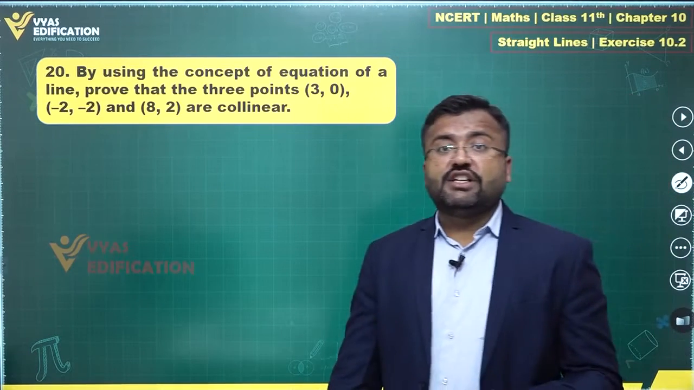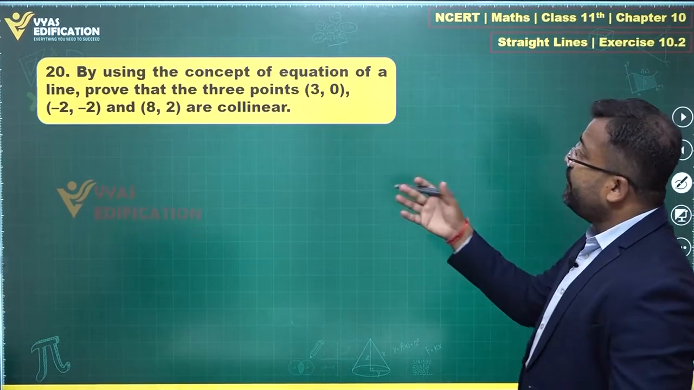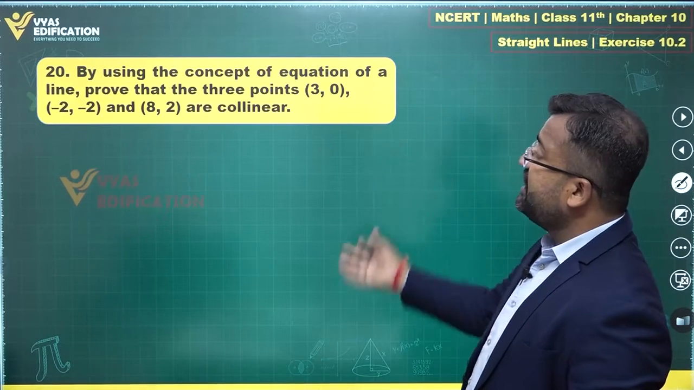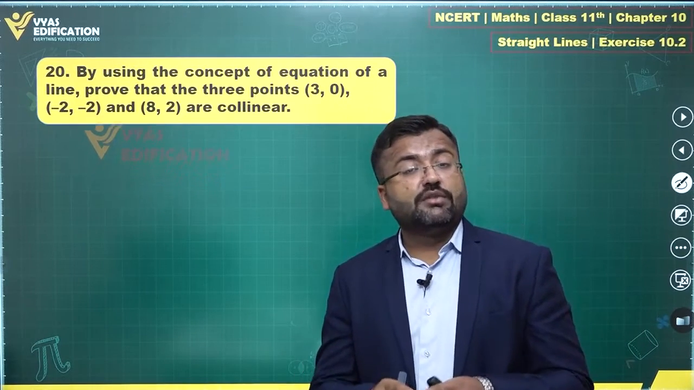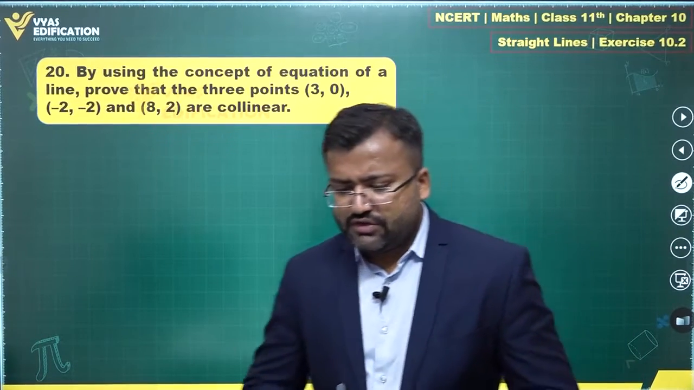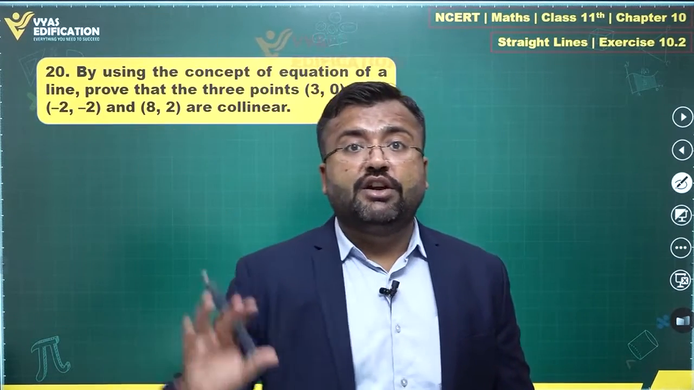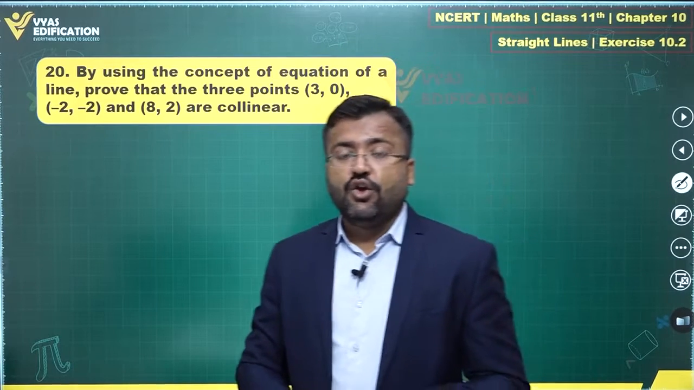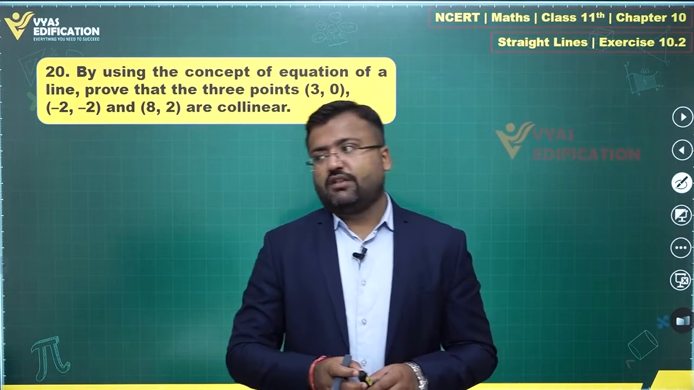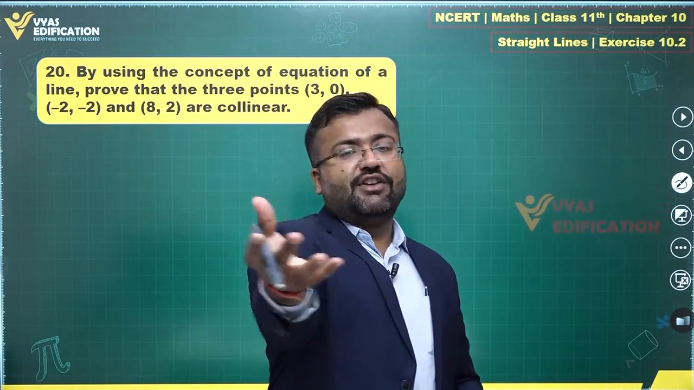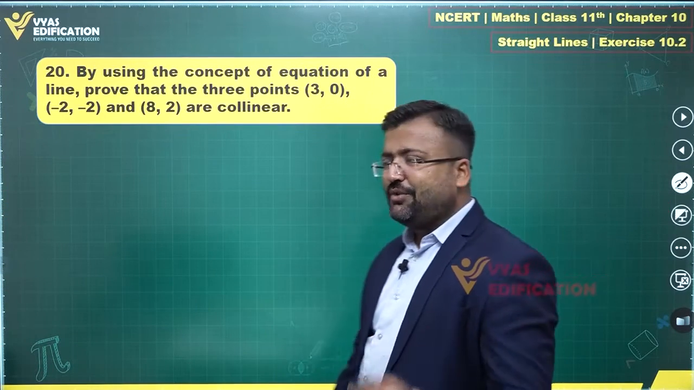The 20th question says, by using the concept of equation of a line, prove that these 3 points are collinear. Now, what does the concept of equation of a line say? If you are given 2 points, you can always find the equation of the line passing through those 2 points. Once you find the equation, can you check whether any other point lies on that line or not? Yes, you can do that easily.